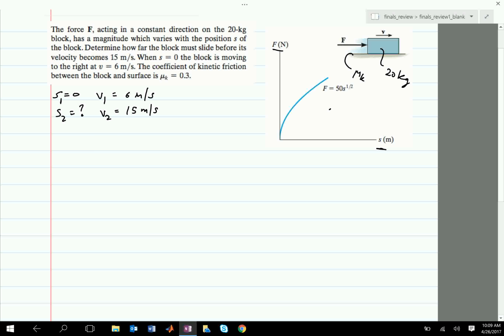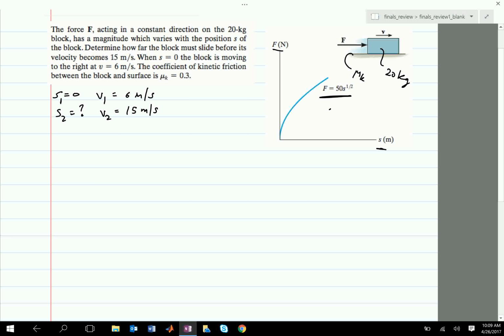The block is not at rest, it's moving at 6 meters per second when the distance is 0; that's when you start measuring distance. Then this force is applied, which is clearly not constant, a function of distance. You're going to find the distance s2 when the velocity is 15 meters per second. The key thing to note here is that you're told to find the distance when the velocity is 15 meters per second. So velocity is a function of distance.